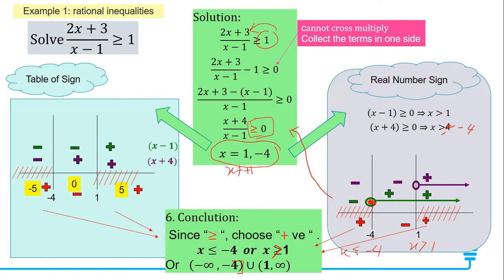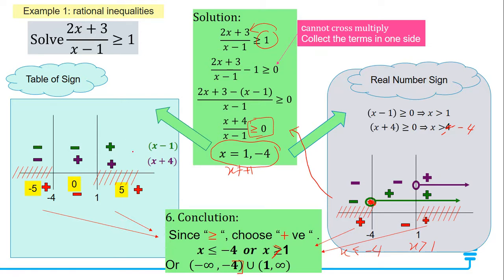Let's say I have a 0. 0 plus 4 is 4, so it's positive. 0 minus 1 is minus 1, so you have a sign of minus. Let's say I choose -5. -5 plus 4 is -1, so I have a negative. And then -5 minus 1 is -6, so I have a negative.